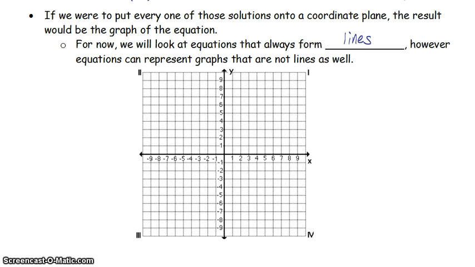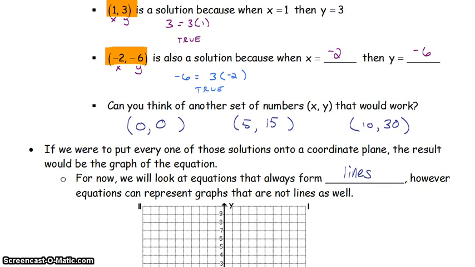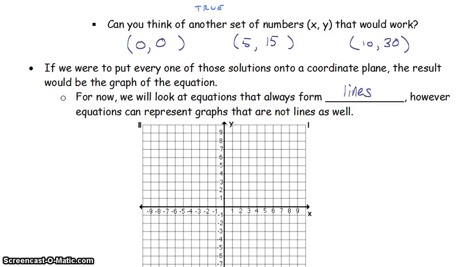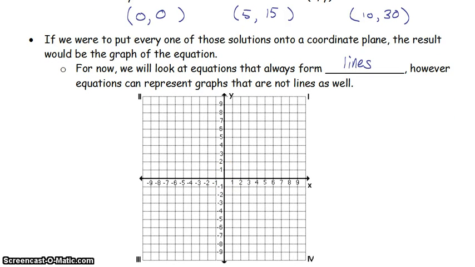So, if we go back and we look at the ordered pairs that we had, 1, 3, negative 2, negative 6, well, we can start plotting those ordered pairs. 1, 3 is here. Negative 2, negative 6 is down here. We have a list of others. These are the 3 I used. You might have others. I had 0, 0. I had 5, 15, but it doesn't fit. So there's no room for me to put that. 10, 30 doesn't fit. There's no room for me to put that. It doesn't mean those are not solutions. It just doesn't fit on this particular graph.